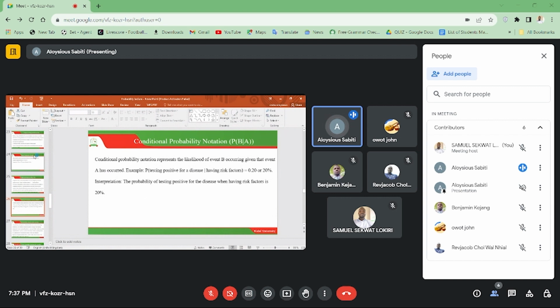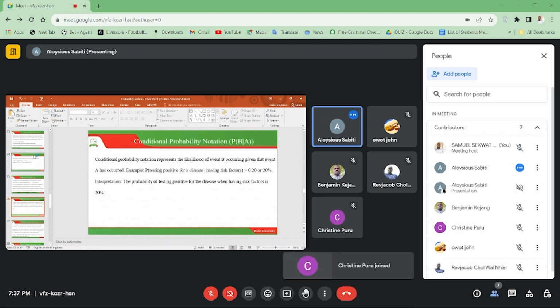So there is what we call conditional probability notation, where we are saying the probability of B occurring given that event A has occurred. So the conditional probability notation represents the likelihood of event B occurring given that the event A has occurred. For example, that an individual who tests positive for high blood pressure would definitely test positive for diabetes. And that is just an example.